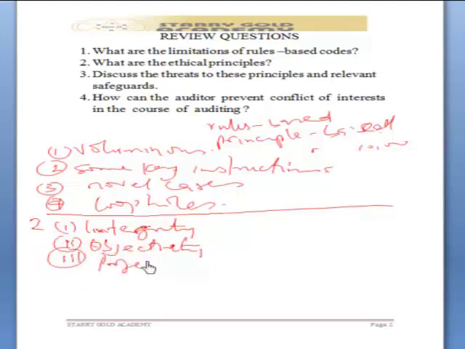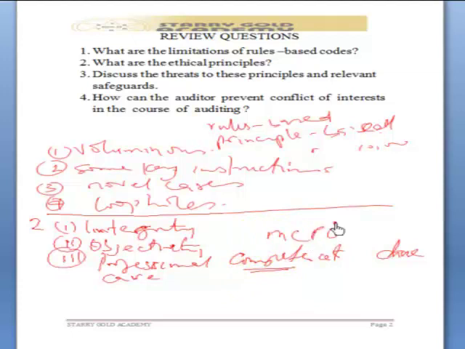And of course, the third one is professional competence and due care. Alright, the auditor is not supposed to take a job he is not competent to do. The auditor is supposed to be continually improving himself as recommended by ICAN. Remember the MCPE requirements of ICAN, mandatory continuing professional education. Alright, you're supposed to continue to improve yourself, and you're supposed to be working with due care, with carefulness.